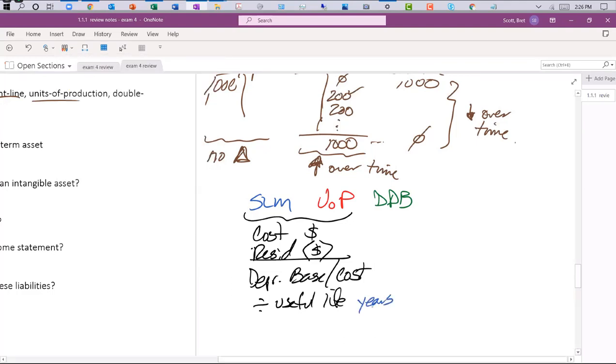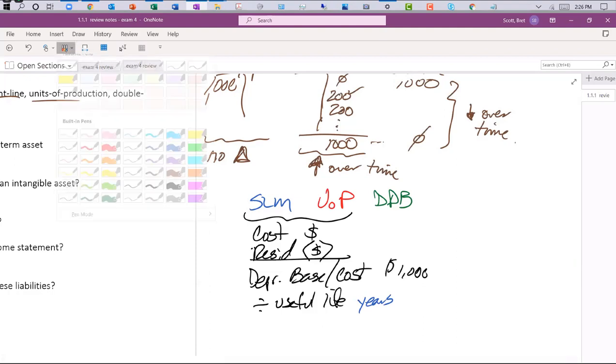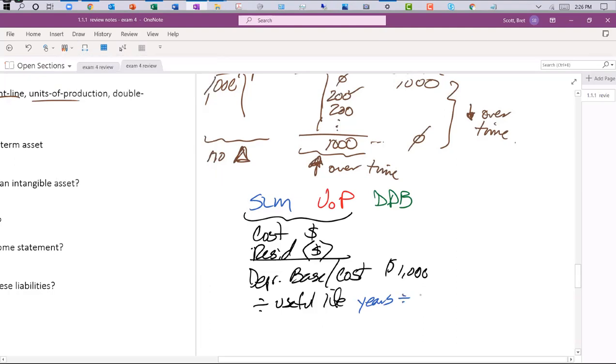So in the example above, we knew that we're going to depreciate the full $1,000. We would just simply divide that by 5 years, and that would get us $200 of depreciation expense per year. That's the depreciation expense under straight line.